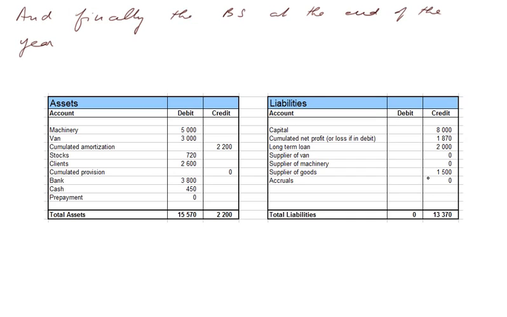Assets and liabilities. Machinery, gross value 5,000 as before. Van, 3,000 as before. Cumulated amortization, now it's 2,200. Stocks, these are the closing stocks. Client, you go back to the trial balance to see. No more provision. At the bank, we have much more money. No more prepayment. On the liabilities, the capital didn't change. Now the cumulated net profit is a figure in credit, that is a profit. Long-term loan, we have not yet begun to amortize it, that is to pay it back. And we have these suppliers and no more accruals.